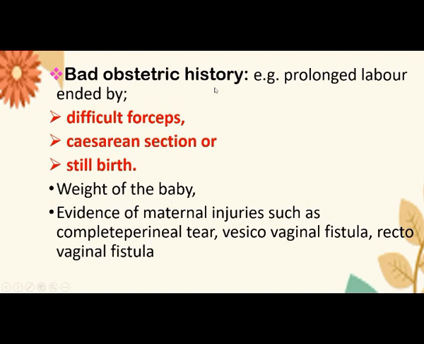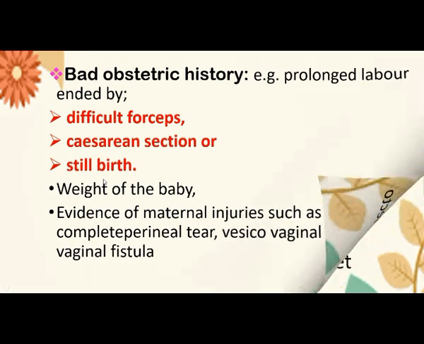Then bad obstetrical history, like prolonged labor ended by difficult forceps, cesarean section or stillbirth. So we have to ask them about the previous delivery, whether it was prolonged labor. Then the weight of the baby in the previous pregnancy, and evidence of maternal injury, such as whether after the first delivery she had any complete perineal tear, vesicovaginal fistula, or rectovaginal fistula. So a bad obstetrical history is to be taken.